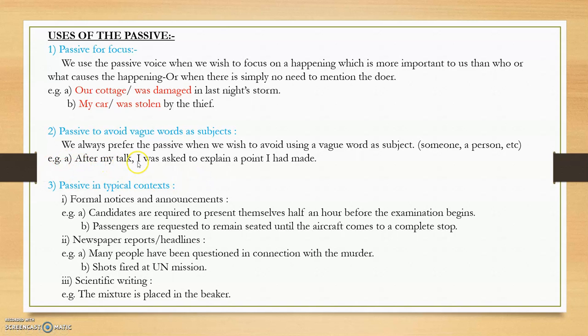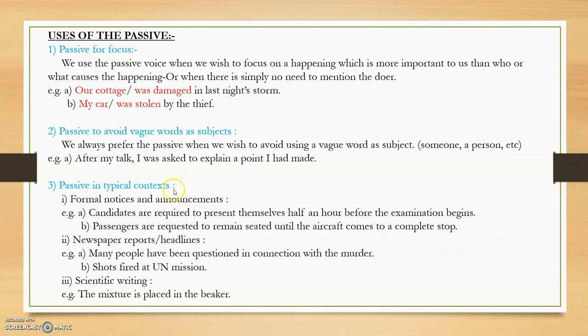After my talk, I was asked to explain a point I had made. Now here in this sentence, if you notice, you are not writing "by someone" or "a person" because you don't know who it is definitely, okay? So we just write, after my talk, I was asked to explain a point I had made. So you are avoiding the subject, "someone" or "a person."